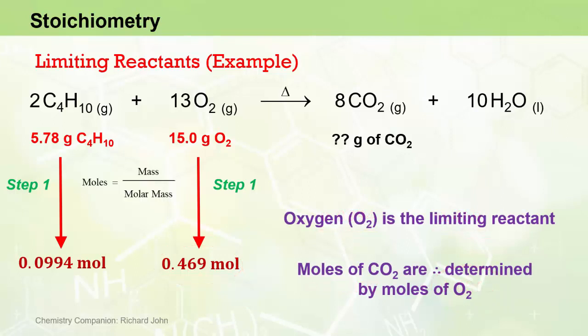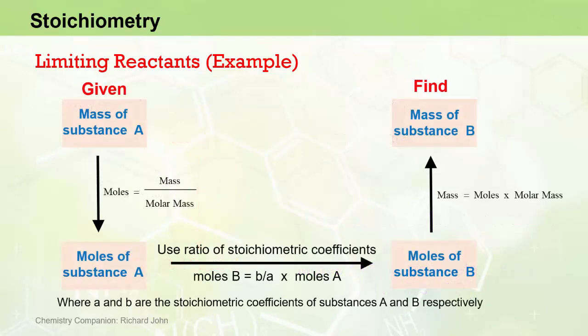So again, we find that oxygen is the limiting reactant and the moles of carbon dioxide are therefore going to be determined by the starting moles of oxygen. So in effect, we now ignore the step 1 calculation that we carried out for butane, and we are only interested in the step 1 calculation that we carried out for oxygen.